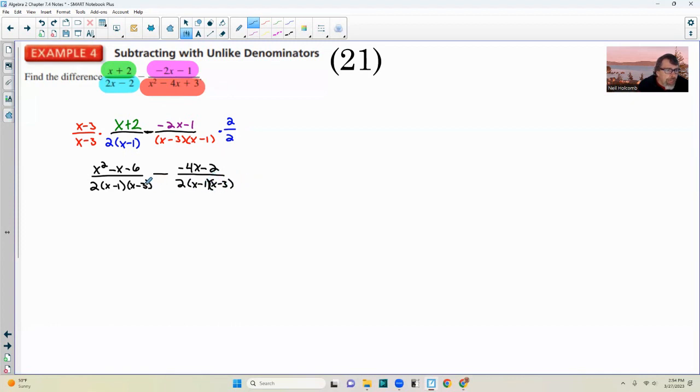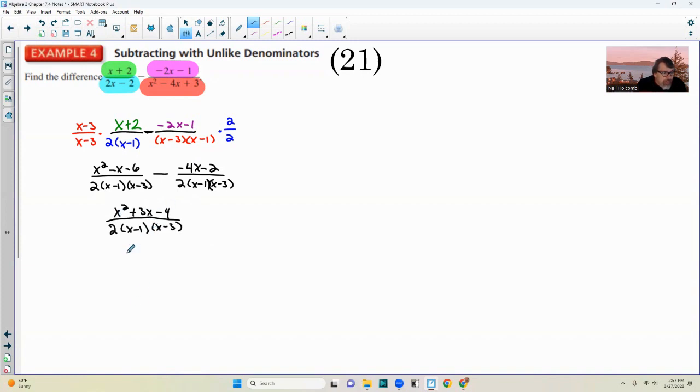Okay, so there we have it. Same denominators now. Now I need to subtract and change all these signs. So I'm going to just get x squared. Negative x minus a negative 4x is plus 4x, so negative x plus 4x is plus 3x. Negative 6 minus a negative 2 is negative 6 plus 2, which is negative 4. She got it right. Okay, so now this is going to be all over the same denominator, because when you subtract, you subtract the numerators and keep the same denominator. And there it is.